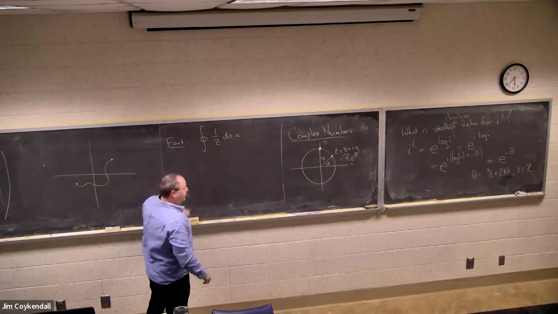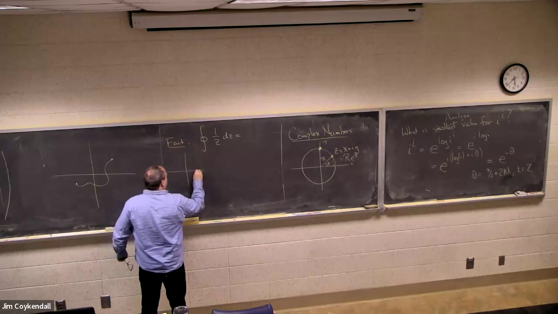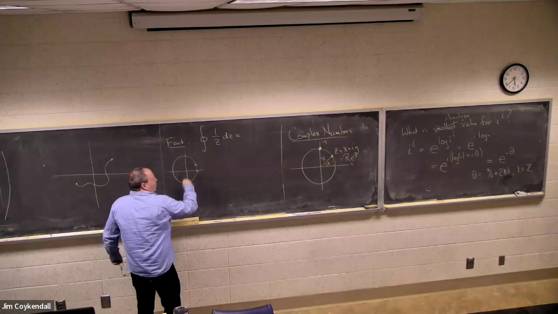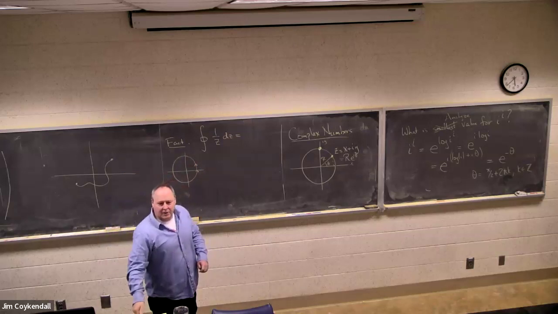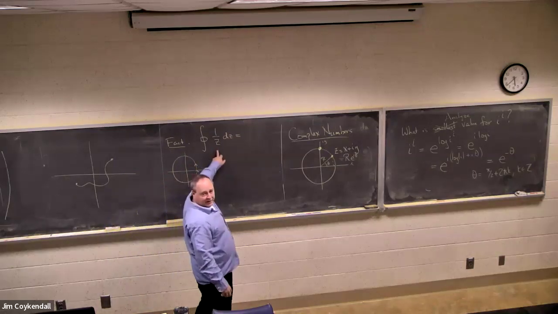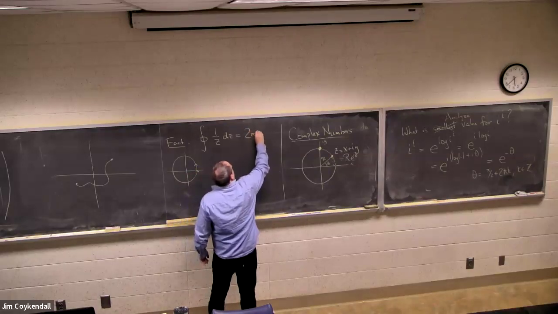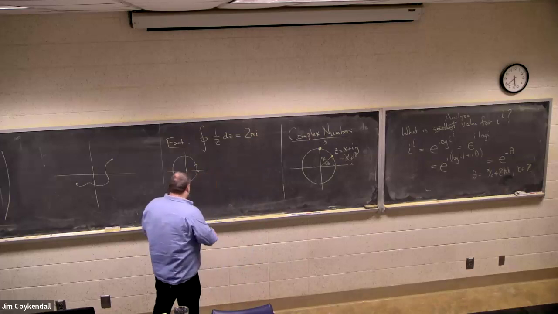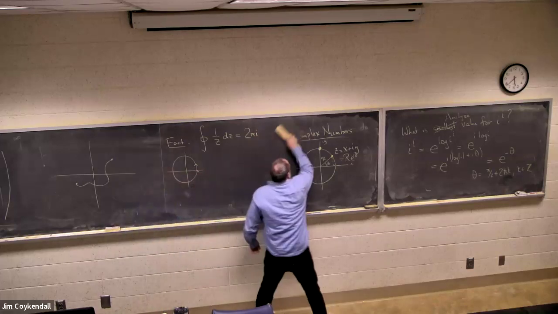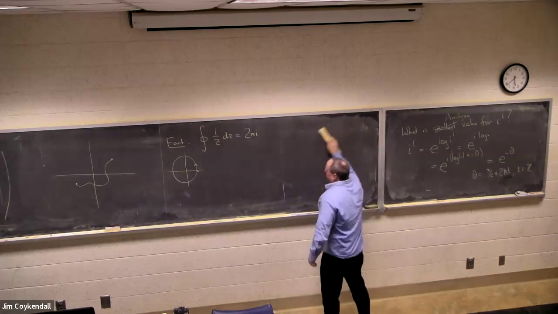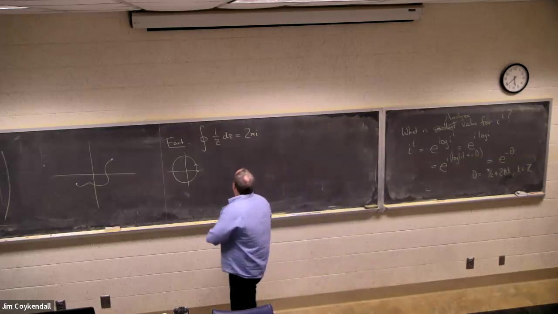Where this contour, I'm integrating along the circle one time around counterclockwise. Anybody know what this is? It's 2 pi. And I could prove this for you using calculus, if you give me some liberties.